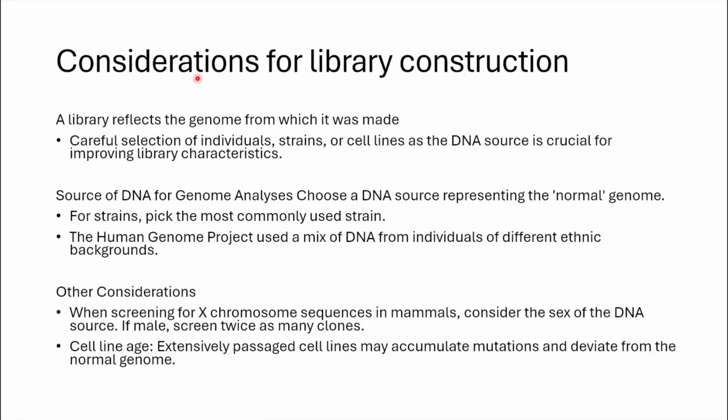And so, a few considerations to build the library that you have to think about before actually jumping in. We optimized the shearing, we optimized the vector, but you need to actually think about your library before jumping into it. Your library has to reflect the genome from which it was made. So if you're looking at a strain in the laboratory, you'll take the most common strain because that's the one that is used the most, and you'll use that as a source of your genomic DNA to make the library.